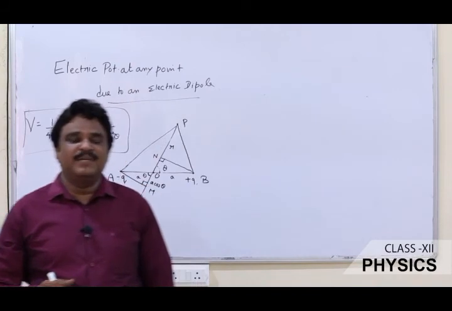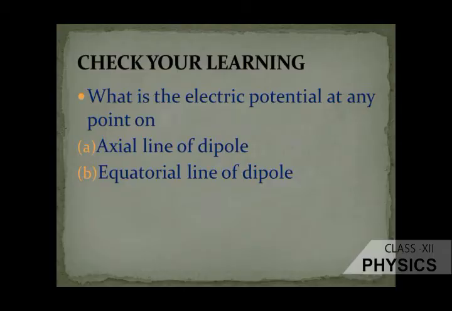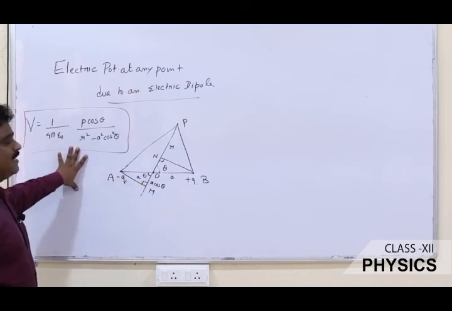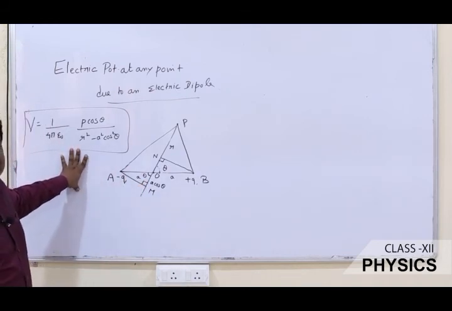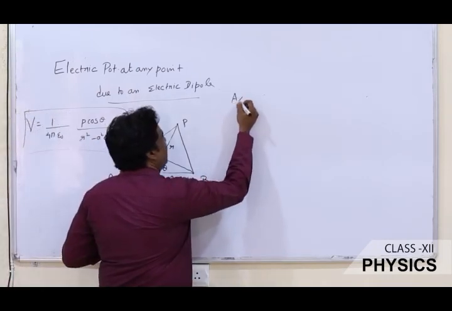With this, I am going to conclude today's session. Before concluding, I am going to put only one question to check our learning. What is the electric potential at a point on the axial line? And similarly, what is the electric potential at any point on the equatorial line? Once again, I can use this general expression to derive the value at the axial line and at the equatorial line. So I am going to start with the axial line case.